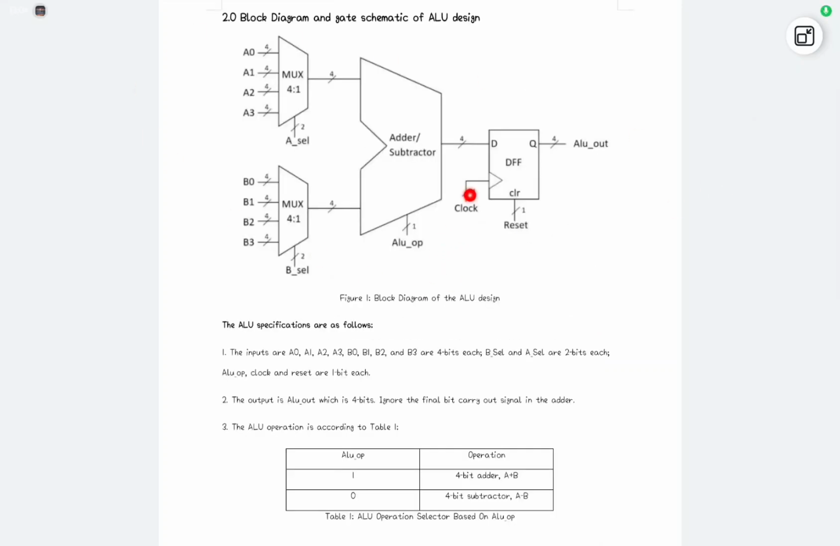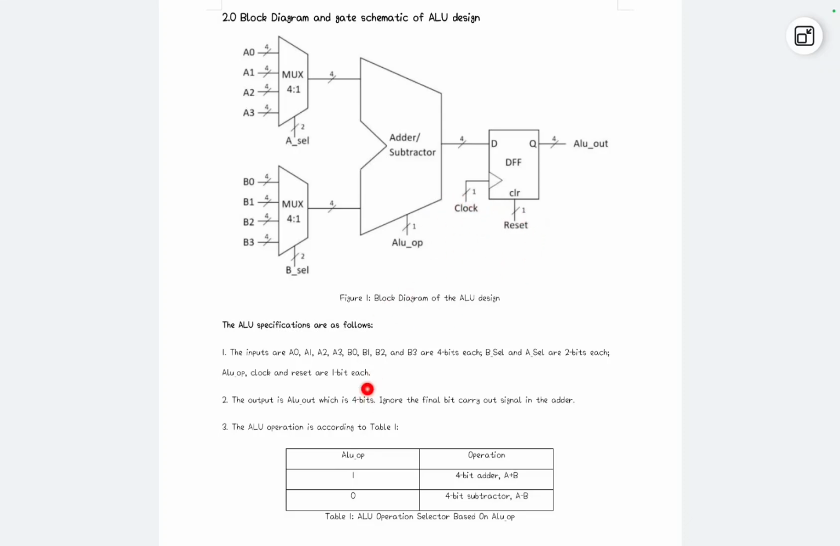And next, we come to the block diagram and gate schematic of ALU design. This one is the multiplexers A and B, and this one is the adder and subtractor, and this is the flip-flop part. We have 8 inputs, which are A0, A1, A2, A3, B0, B1, B2, B3. Total 8 bits, and S1 and S0 are 2 bits for the multiplexers, and ALU OP is the control input for the adder and subtractor, and we also have clock and reset for 1 bit each.